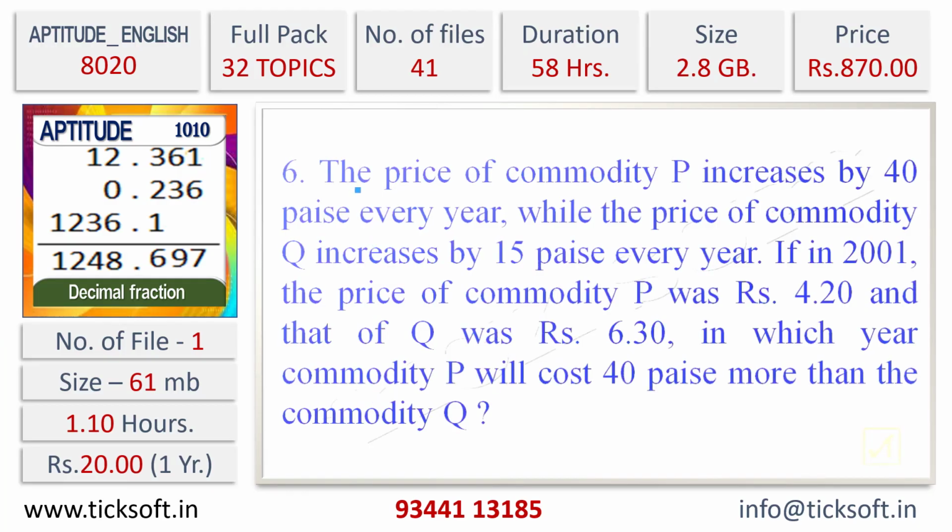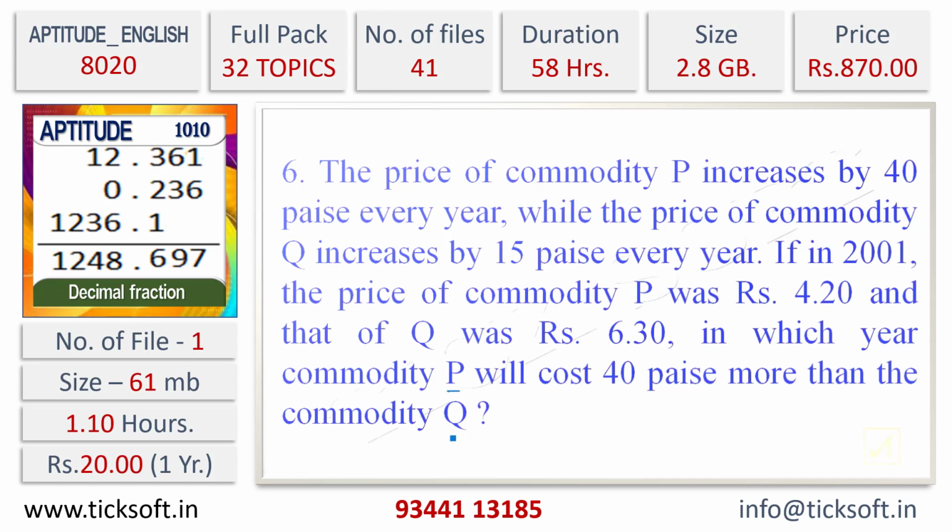Now the sixth question here is, the price of commodity P increases by 40 paise every year, while the price of the commodity Q increases by 15 paise every year. If in 2001 the price of the commodity P was rupees 4.20 and that of Q was rupees 6.30, in which year will commodity P cost 40 paise more than the commodity Q?